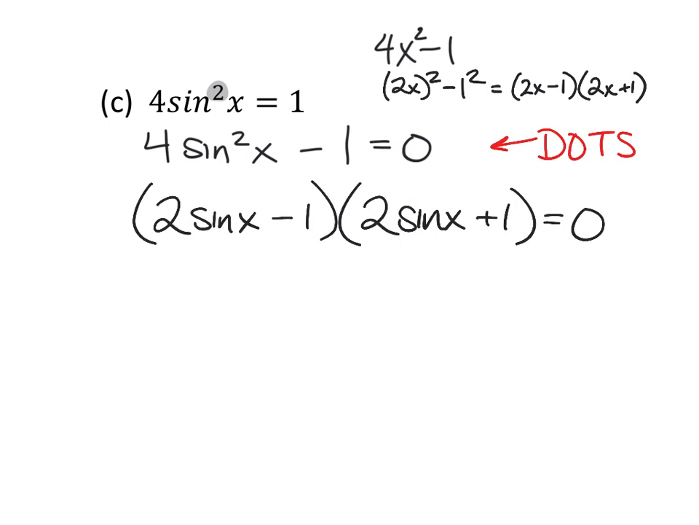Now that it is split into two factors, we take each factor and we solve it individually, which means we're going to solve 2 sine of x minus 1 equal to 0 and 2 sine of x plus 1 equal to 0.